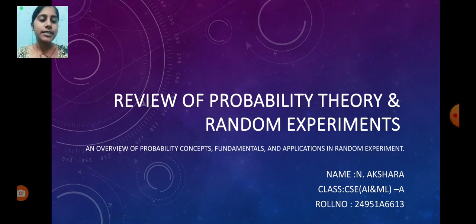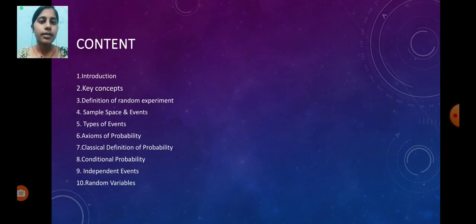Today I am going to present my PPT on review of probability theory and random experiment. This project is an overview of probability concepts, fundamentals and applications in random experiment. Content. So in this PPT, we are going to discuss about introduction, key concepts, definition of random experiment, sample space and events, types of events, axioms of probability, classical definition of probability, conditional probability, independent events, random variables.